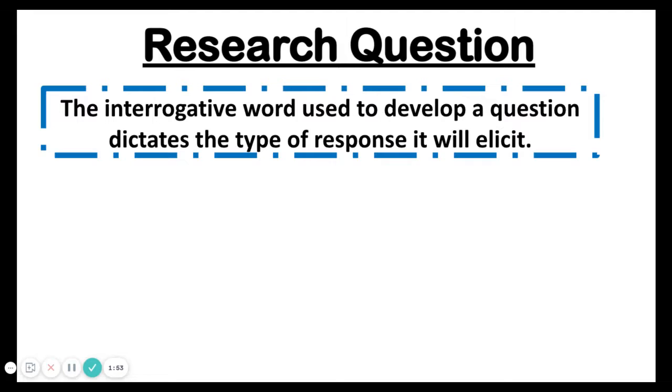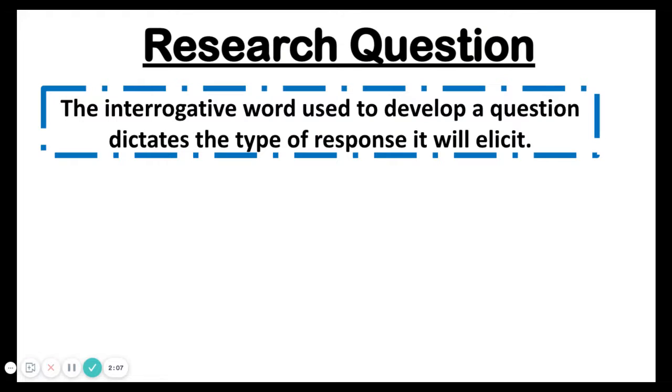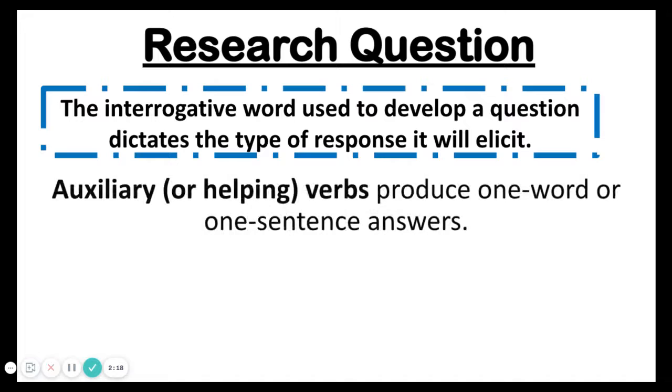The interrogative word that you use to develop your question is what dictates the kind of question you will have, whether it will be a strong question or a weak question. So, as we explore some of these today, I want you to look at the kinds of responses that each interrogative word, when used in a question, generates. Auxiliary or helping verbs produce one word or one sentence answers.